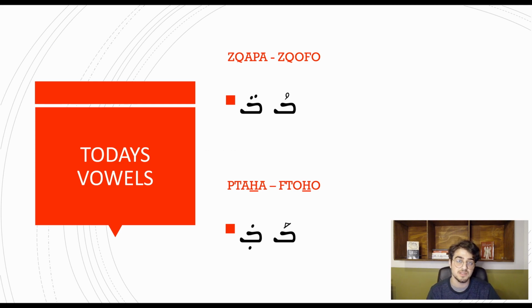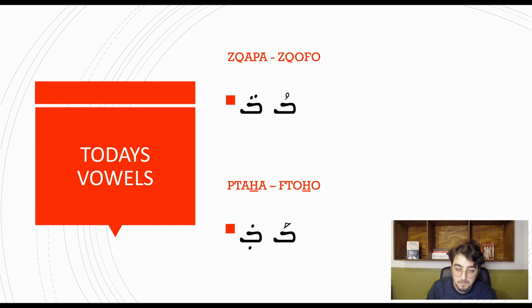So now we will see the zaw'e. These are the vowels. Today's vowels are the skapa or the skofo. Skofo is the Western pronunciation, and the ptaha or the ftoho. So this is the long A and the short A. So the long A is skapa, and then you got the ptaha, which is the short A.